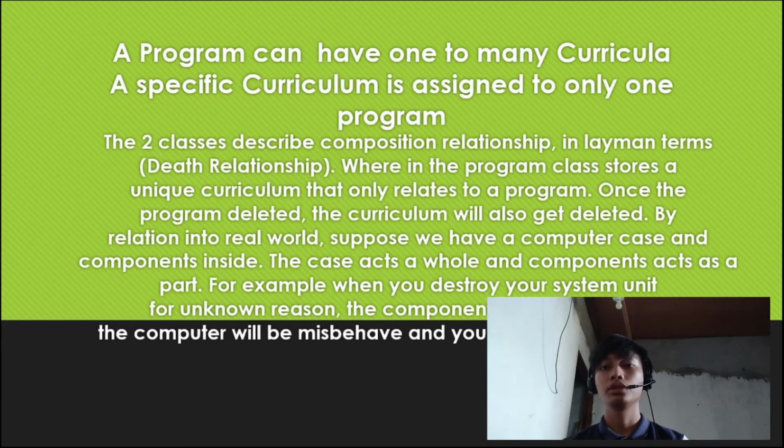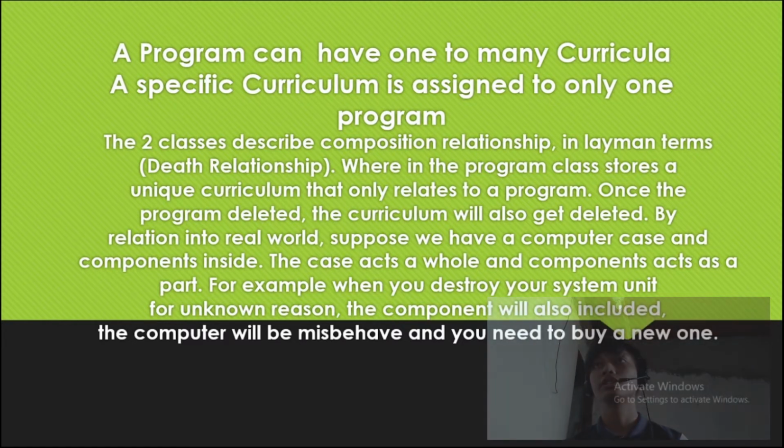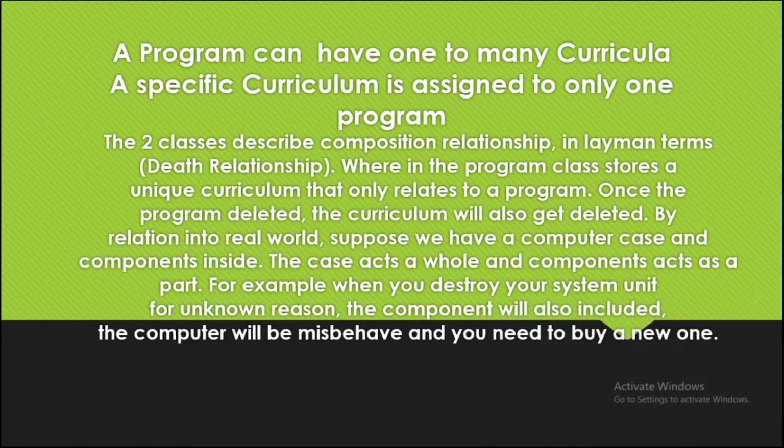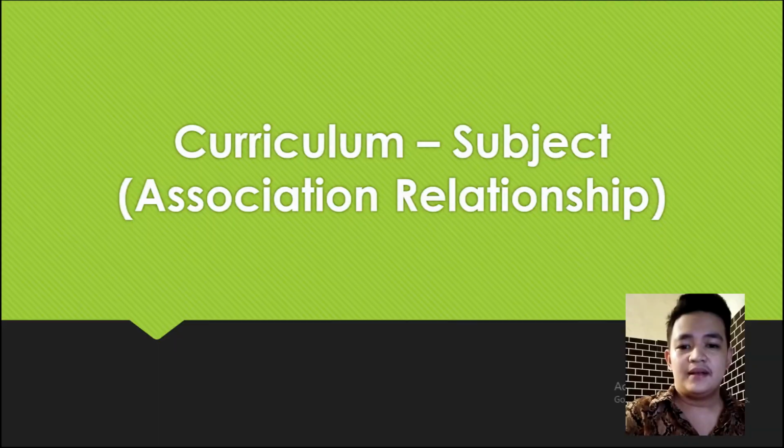It is called a composition relationship wherein the part cannot live on its own when the whole gets deleted. By relating it to the real world, suppose we have a computer case and components inside. The case acts as the whole and the components act as the part. For example, when you destroy your system unit for an unknown reason, the components will also be destroyed. The computer will misbehave and you need to buy a new one.